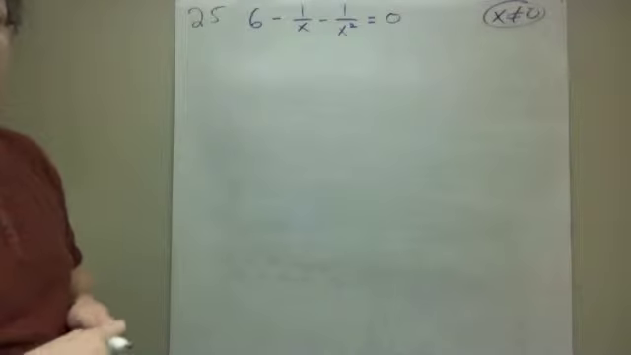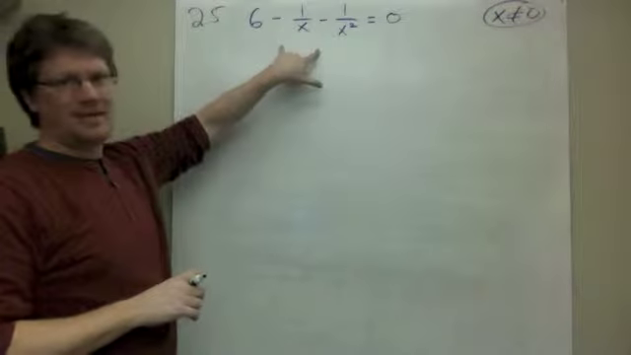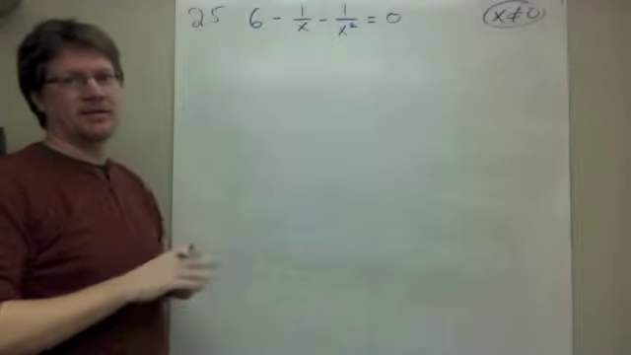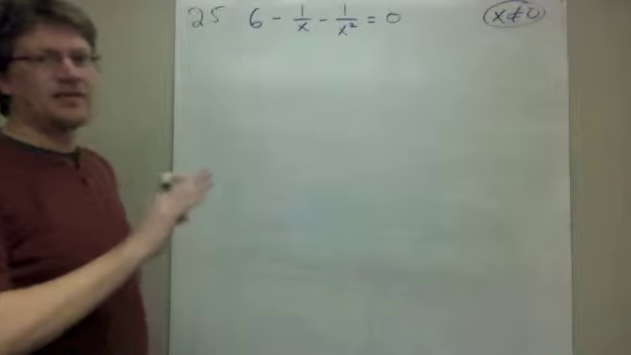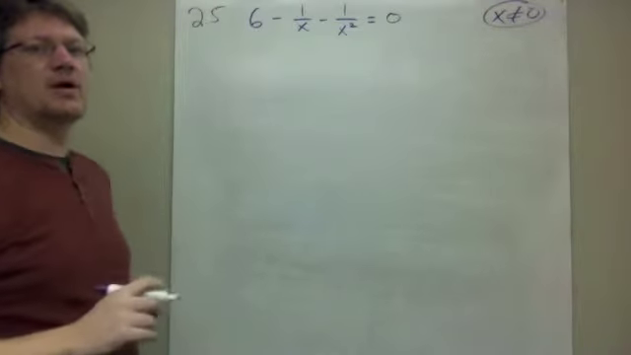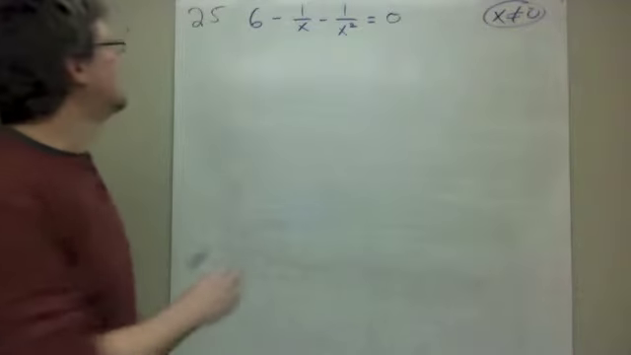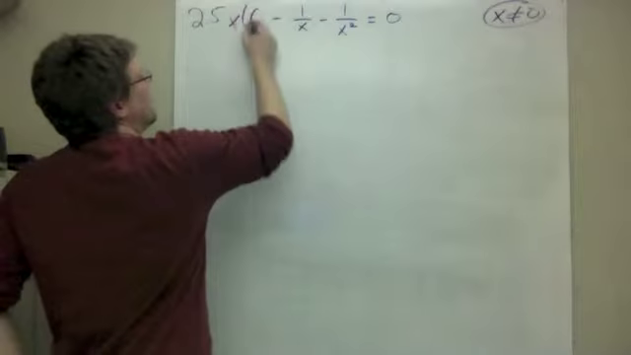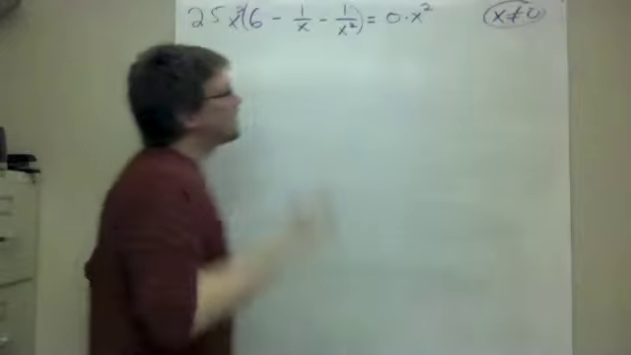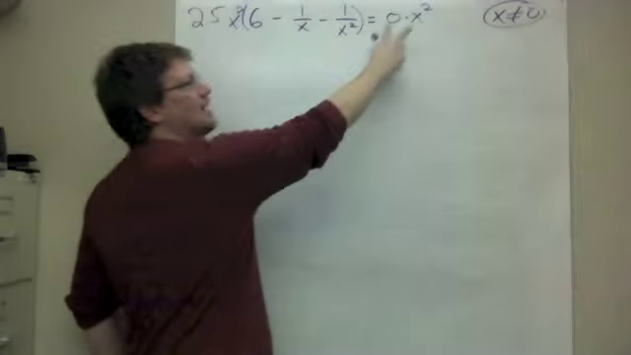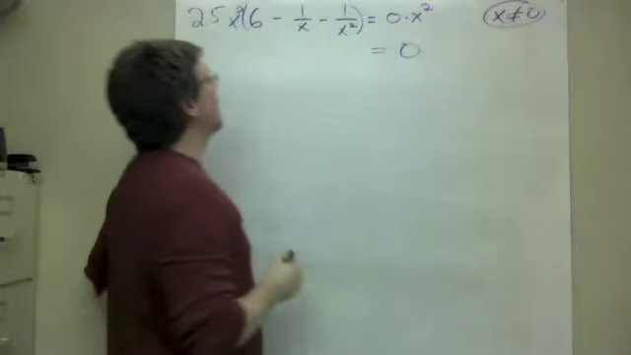So, if we're looking for zeros, we have these x's on the bottom. I don't like the x's on the bottom. I have an x and I have an x squared. I can cancel out both the x and the x squared by multiplying everything in the equation by x squared. So I'm going to write x squared times this side and x squared times this side. On the right-hand side, 0 times anything is 0, so that side stays 0.